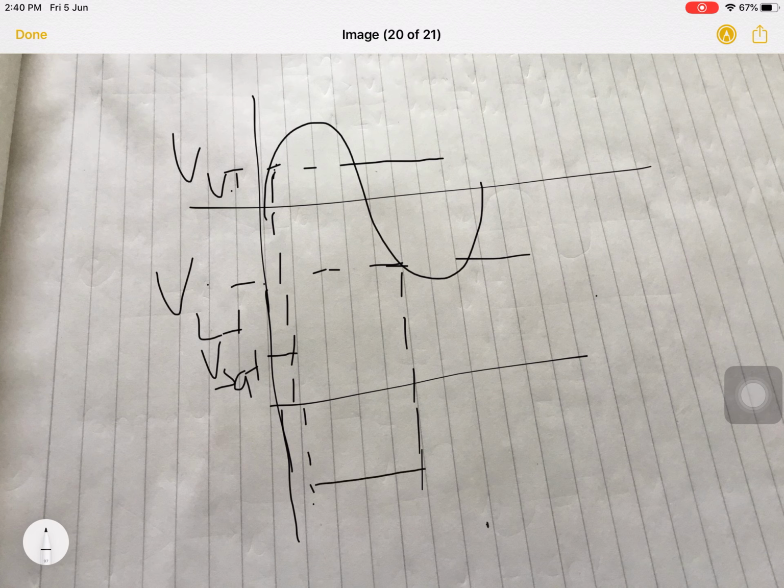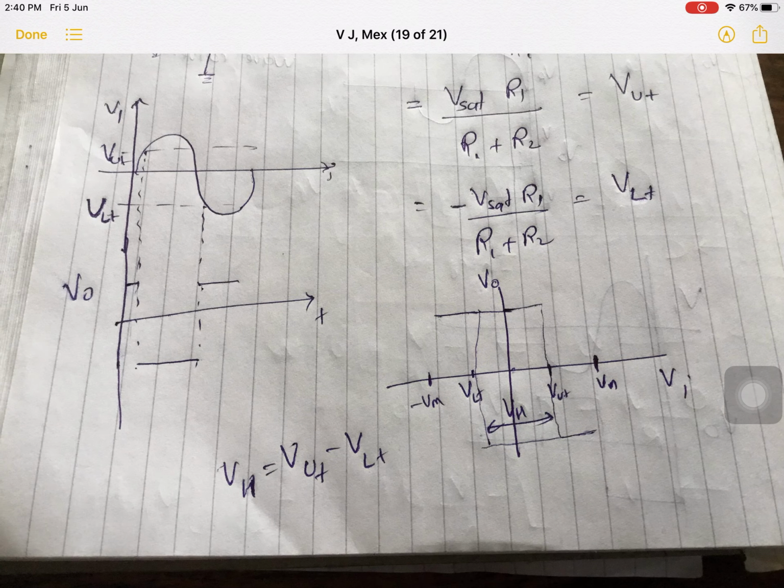As the input voltage goes down to the lower threshold, the voltage at the positive terminal, that is V1 or the lower threshold voltage, is higher than the input voltage. So the output shifts again towards VCC, and it will go on similarly. This is the output voltage in the case of the Schmitt trigger.